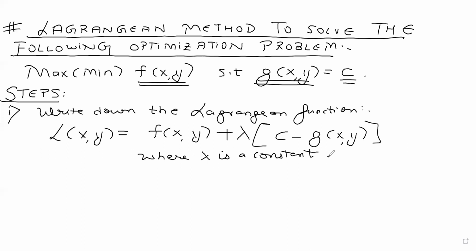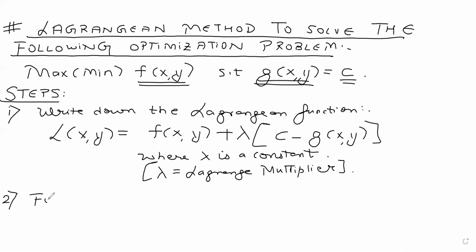Lambda is a constant. Actually, lambda is called the Lagrange multiplier. We will be discussing this later in our lectures on constraint optimization. But right now students can write that lambda is nothing but the Lagrange multiplier. Okay, now step number 2.